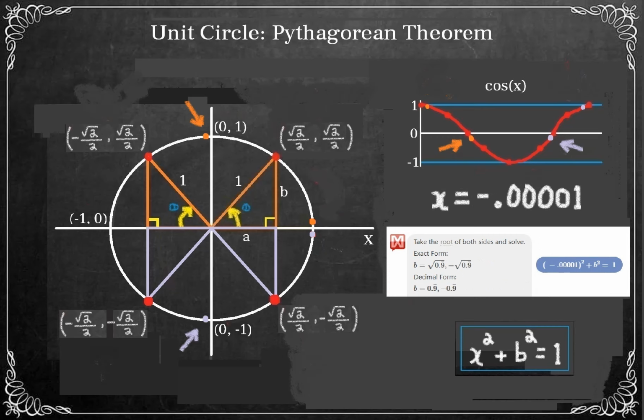Then solve for b. Using Mathway again, returns the following pair of values. The orange and lavender arrows show where the pairs land on the unit circle and where the cosine values land on the graph. There's for sure a lot to unpack about periodic functions.